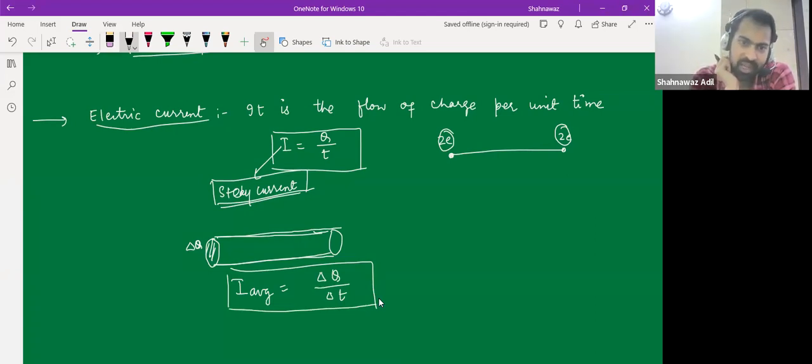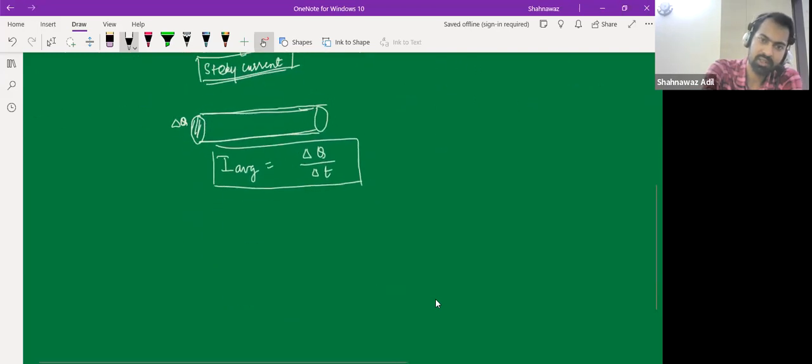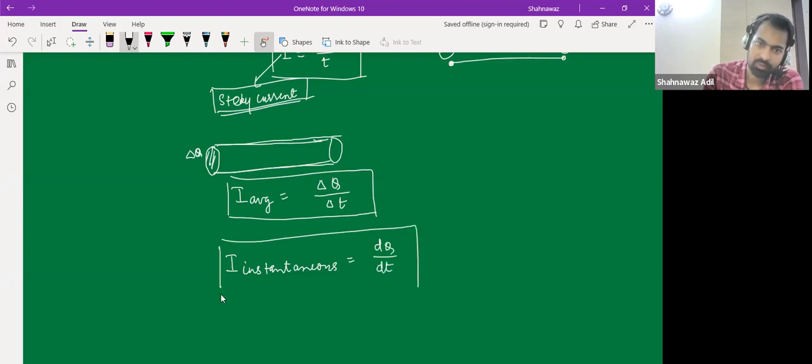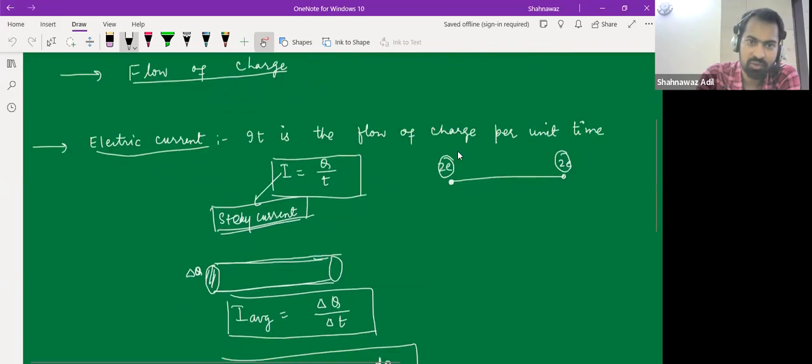And then we calculate the amount of current at a particular instant, right? So when we calculate the current at a particular instant, that would be called the instantaneous current. Instantaneous current is dq by dt. So this is about the definition of electric current.